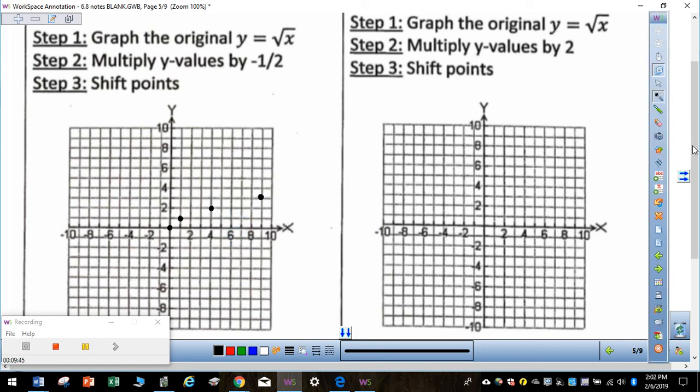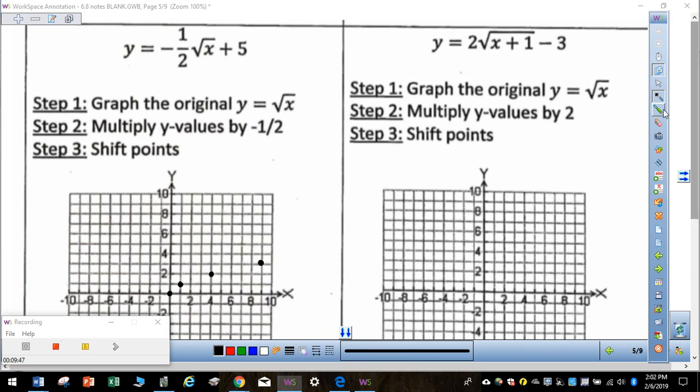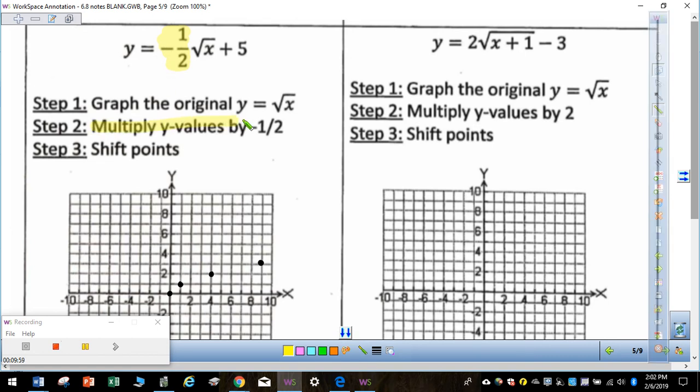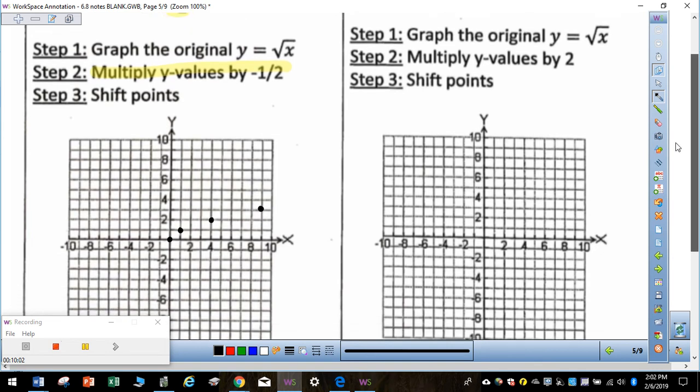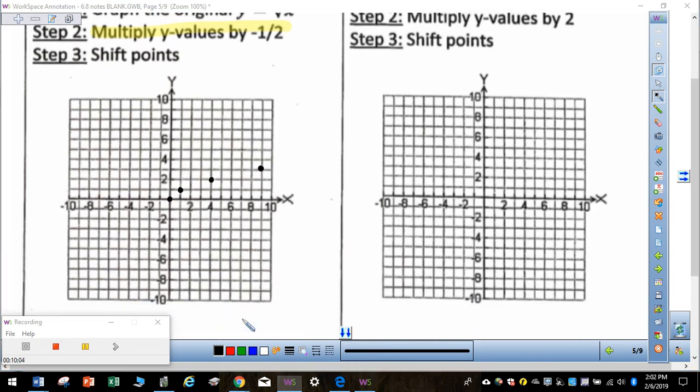Now, anytime we have anything at all in front, even if there's a negative in front, we're going to multiply the y values of these ordered pairs by whatever's in front. So in this case, we're going to multiply the y values by negative 1/2. We're going to keep the x values the same. So we've got the first y value of this ordered pair.